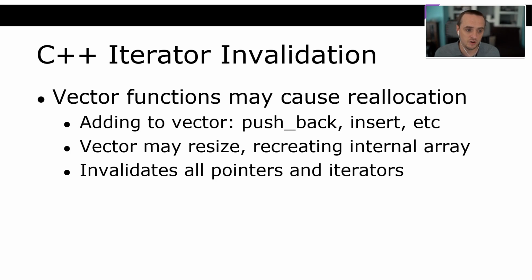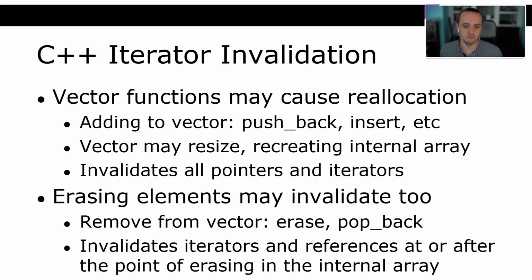And the thing is, that may not happen all the time. Depending on whether you run your program in Windows or Linux, and on how that C++ compiler has implemented the vector class, this could have undefined behavior. It could behave one way in one place and another way in another place. Erasing elements may invalidate things too. When you erase from a vector using erase or pop_back, in general, whenever you erase something, it invalidates the iterators and references that are at or after the point of erasing inside the internal array.